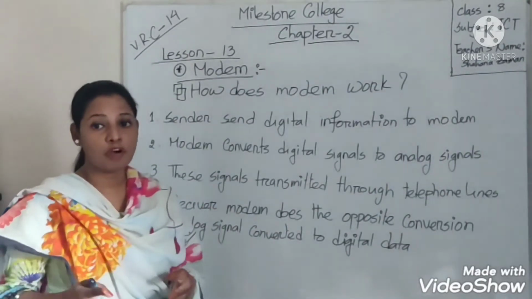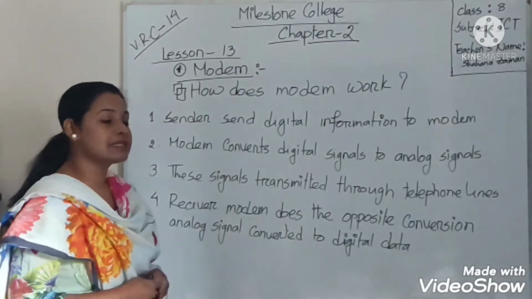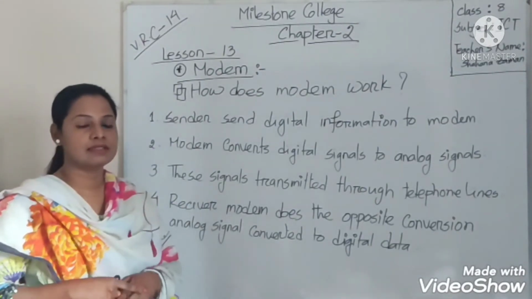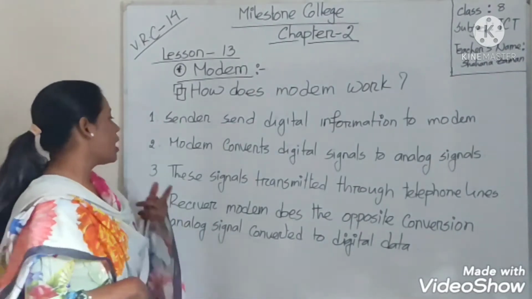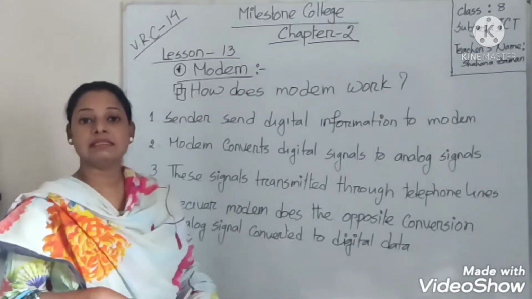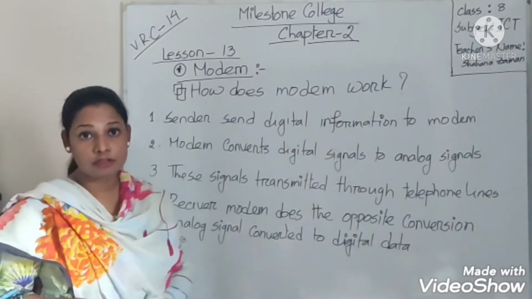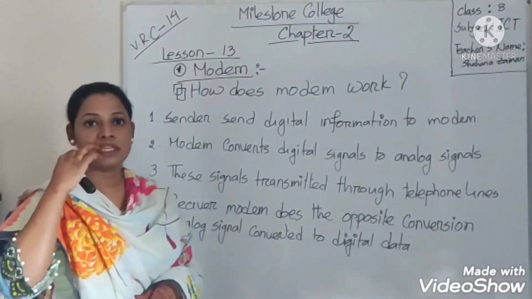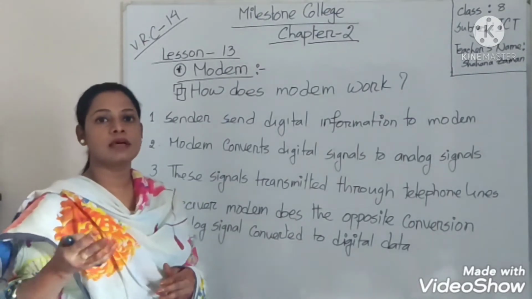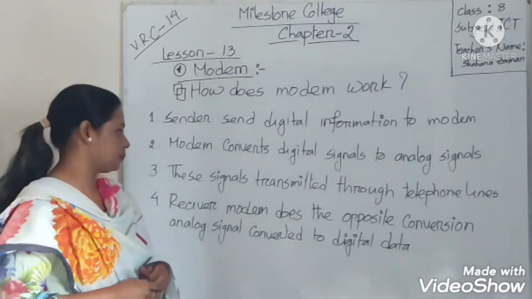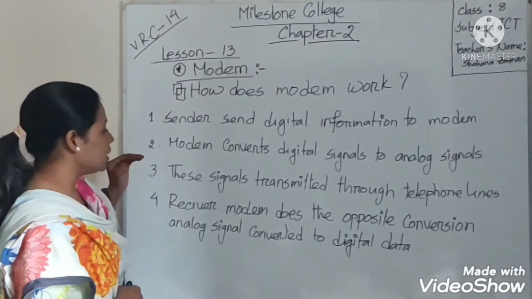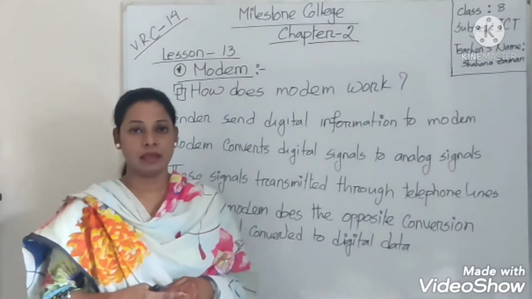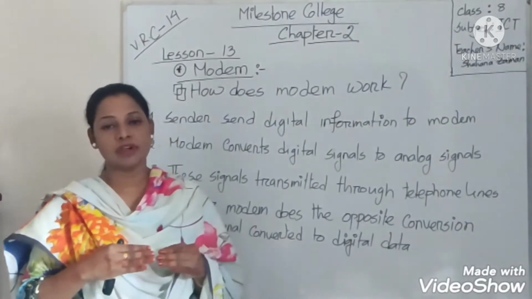So what are the following points? Number 1, the sender sends digital information to the modem. Yes, you already checked that it sends the digital signal to the modulator, and after that the modem converts the digital signal to an analog signal. Yes, you also see this one, that wavy portion, it is the analog signal and it goes through the telephone line. Point number 3 is telling the same thing. These signals are transmitted through the telephone line. Yes, the digital signal is converted into an analog signal.